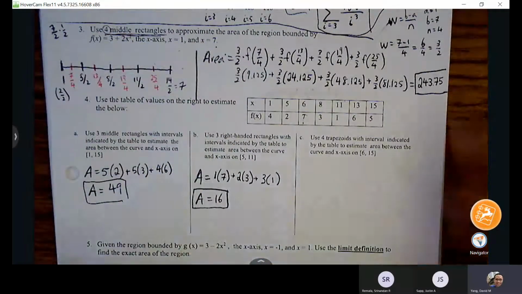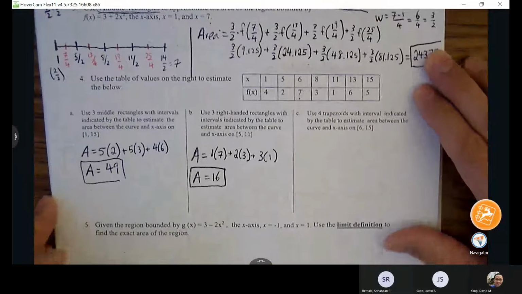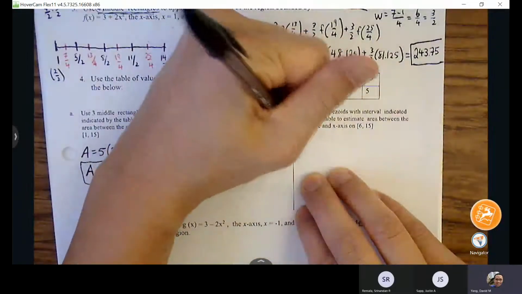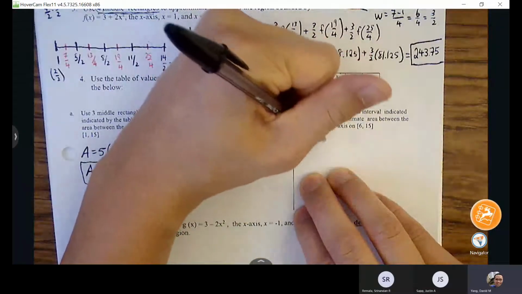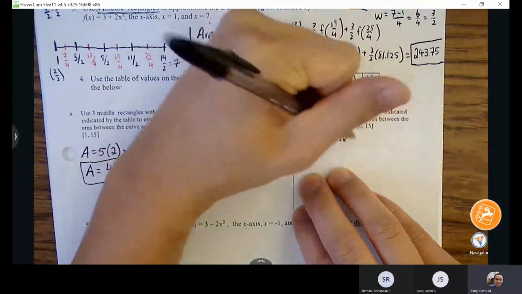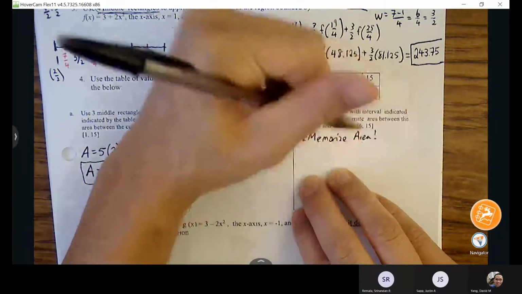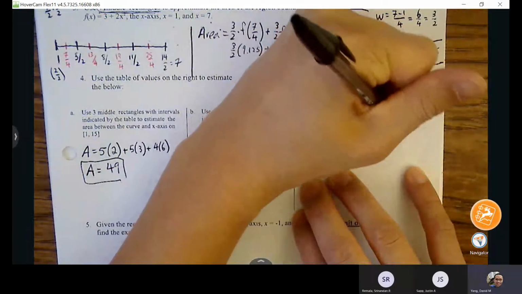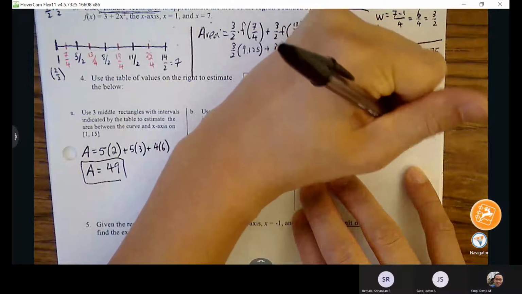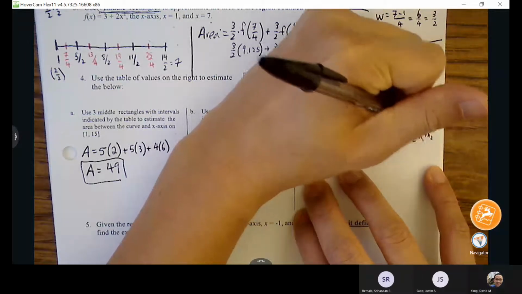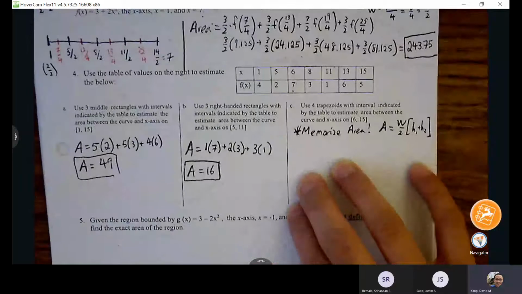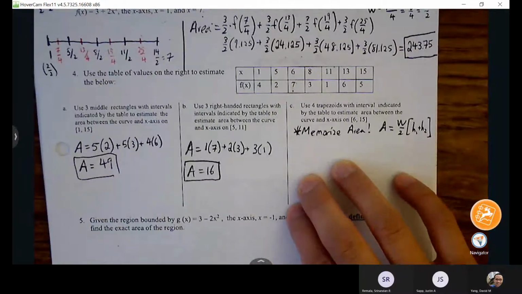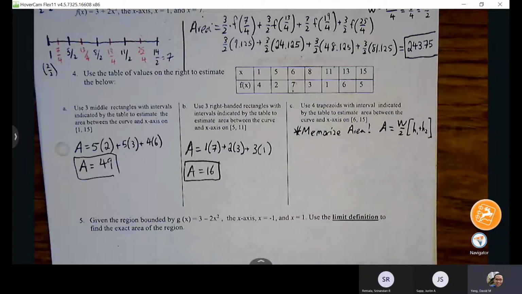All right, next up, trapezoid. Trapezoid area, make sure you memorize your trapezoid area formula. It's width over 2, height 1 plus height 2. Okay, 4 trapezoids from 6 to 15.